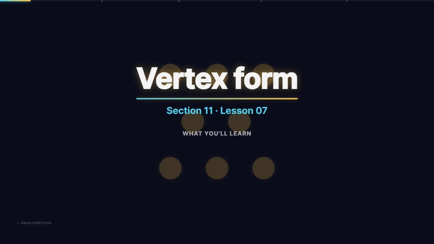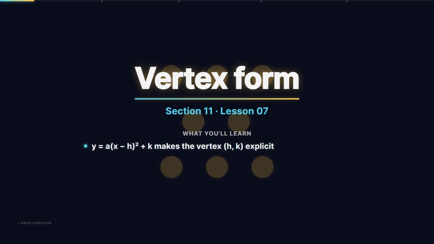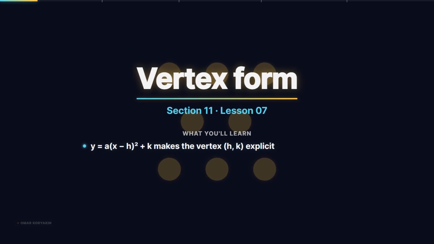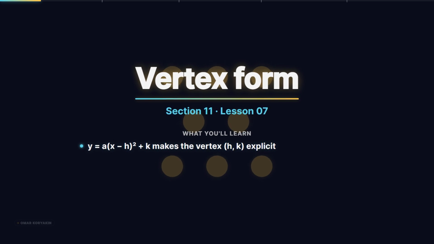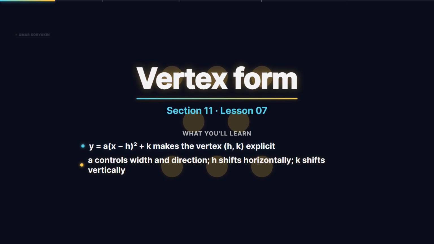The form is y equals a times x minus h all squared plus k. The vertex is the point h, k. The constant a is the same a as in standard form, controlling whether the parabola opens up or down and how wide it is. Two transformations describe a parabola from a standard upward parabola.